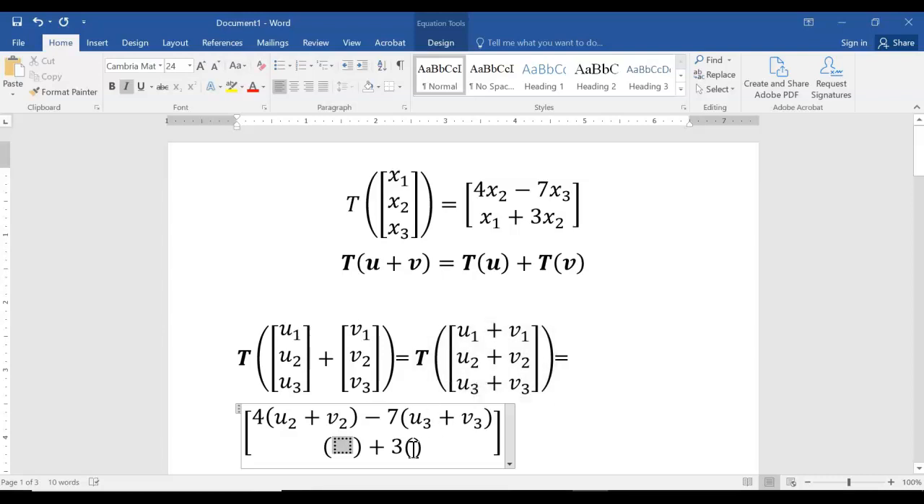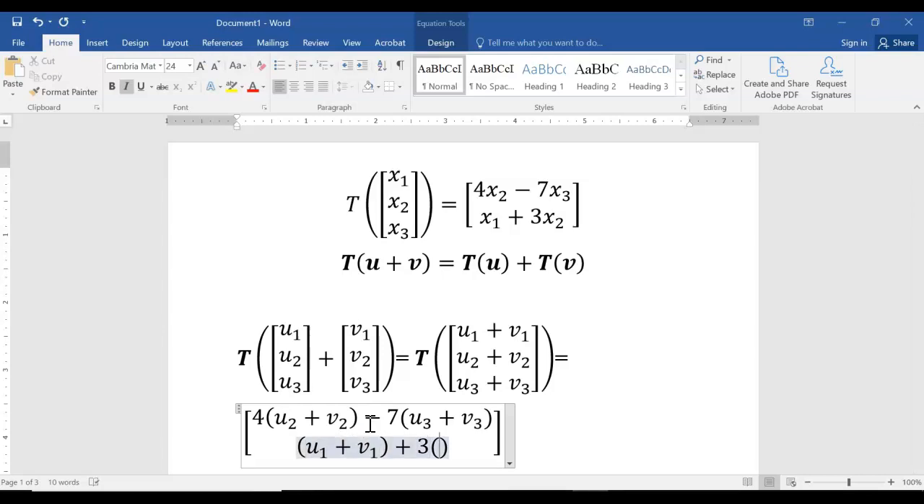The second entry of the image looks like this. You took your first spot of your input plus 3 times your second spot on your input. So first spot on my input is u1 plus v1.